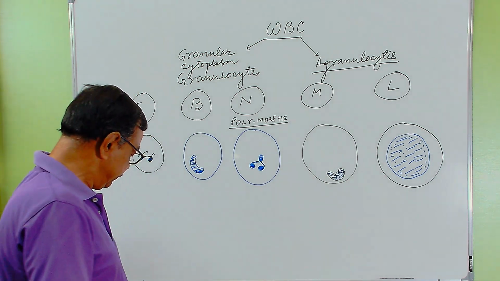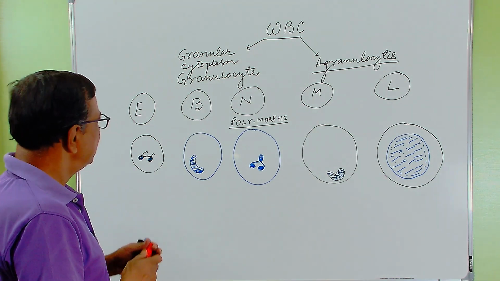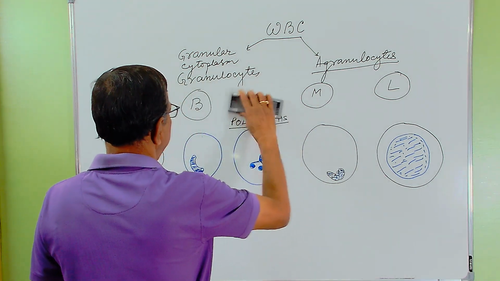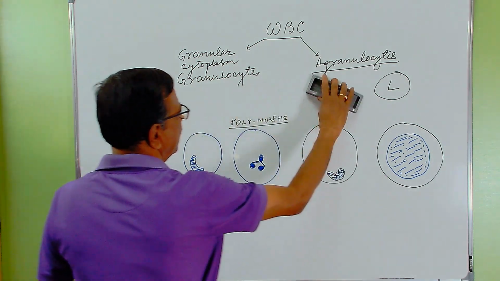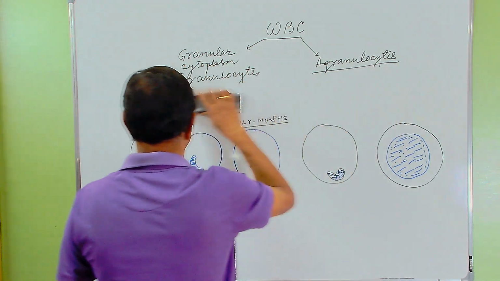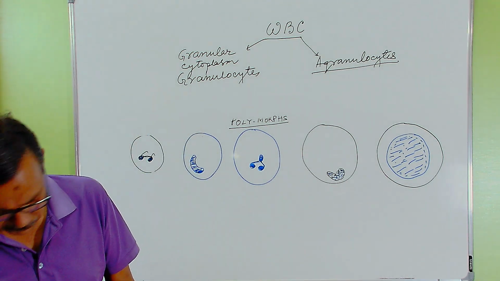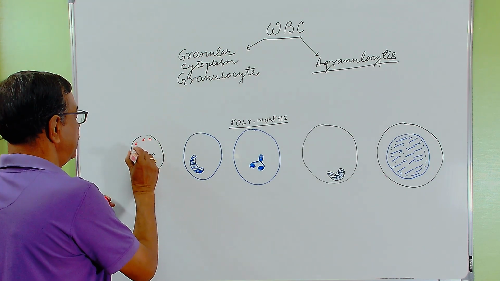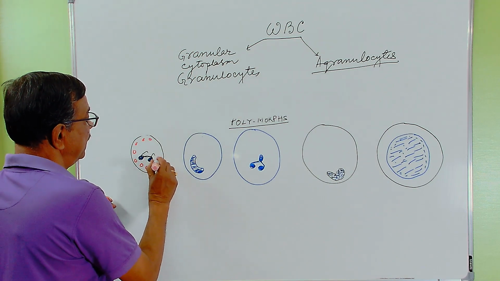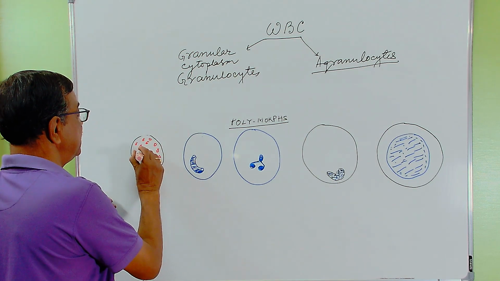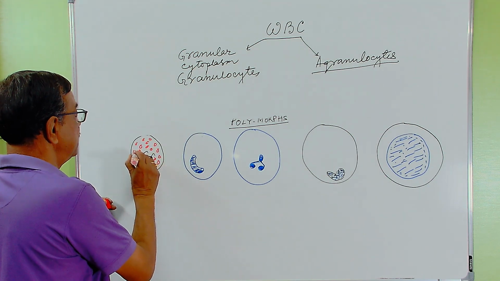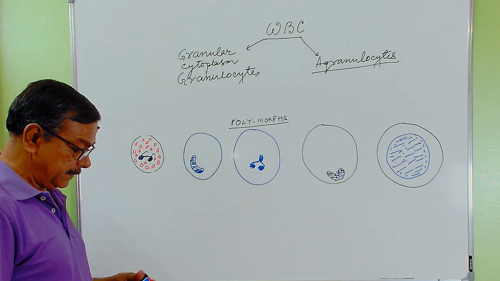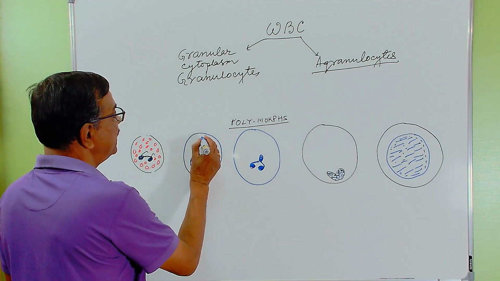But the problem is that eosinophils are granulocytes. They are granulocytes, and the granules stain red. These are coarse granules, that is, the grains are bigger in size inside. And here in basophils, the granules are a little bit smaller in size.